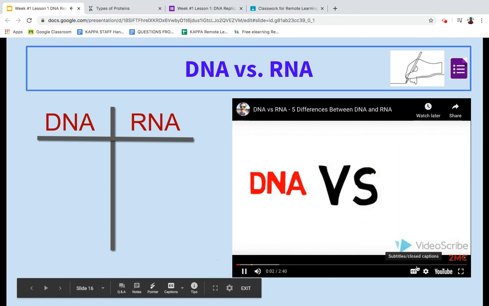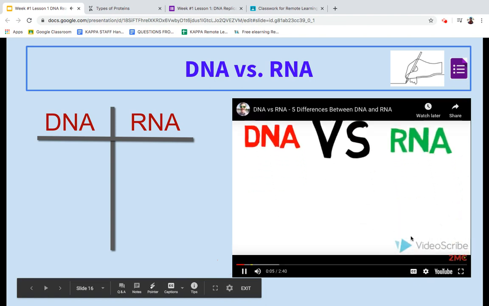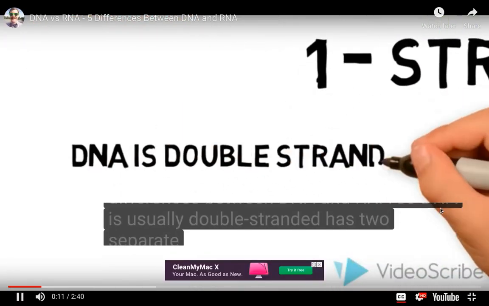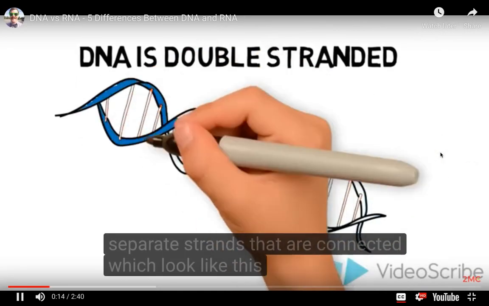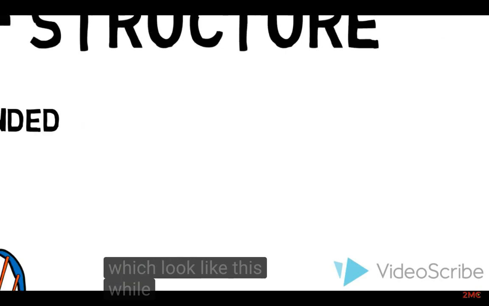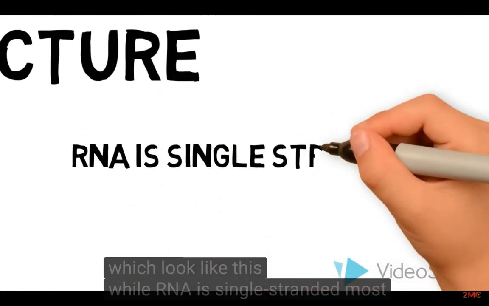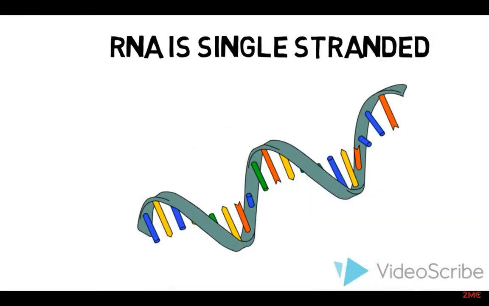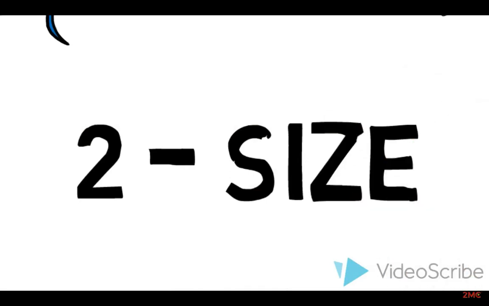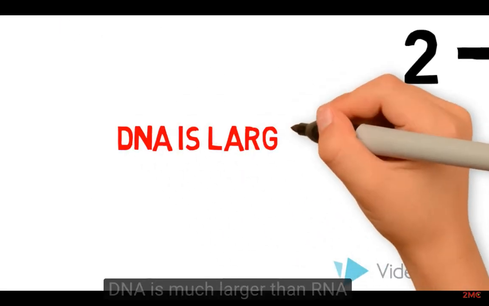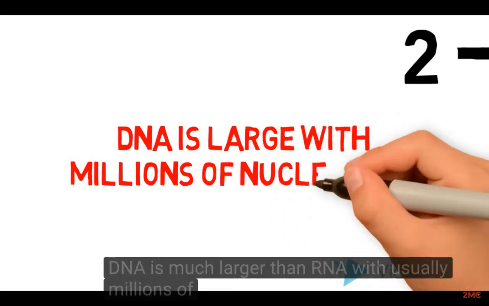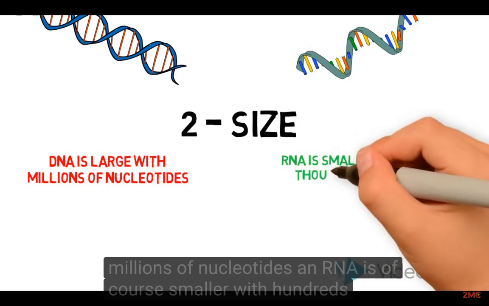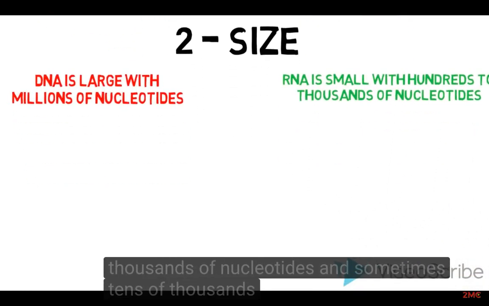Let's talk about the differences between DNA and RNA. So DNA is usually double-stranded, has two separate strands that are connected, which look like this, while RNA is single-stranded most of the time, looking like this. DNA is much larger than RNA, with usually millions of nucleotides. And RNA is, of course, smaller, with hundreds to thousands of nucleotides, and sometimes tens of thousands.